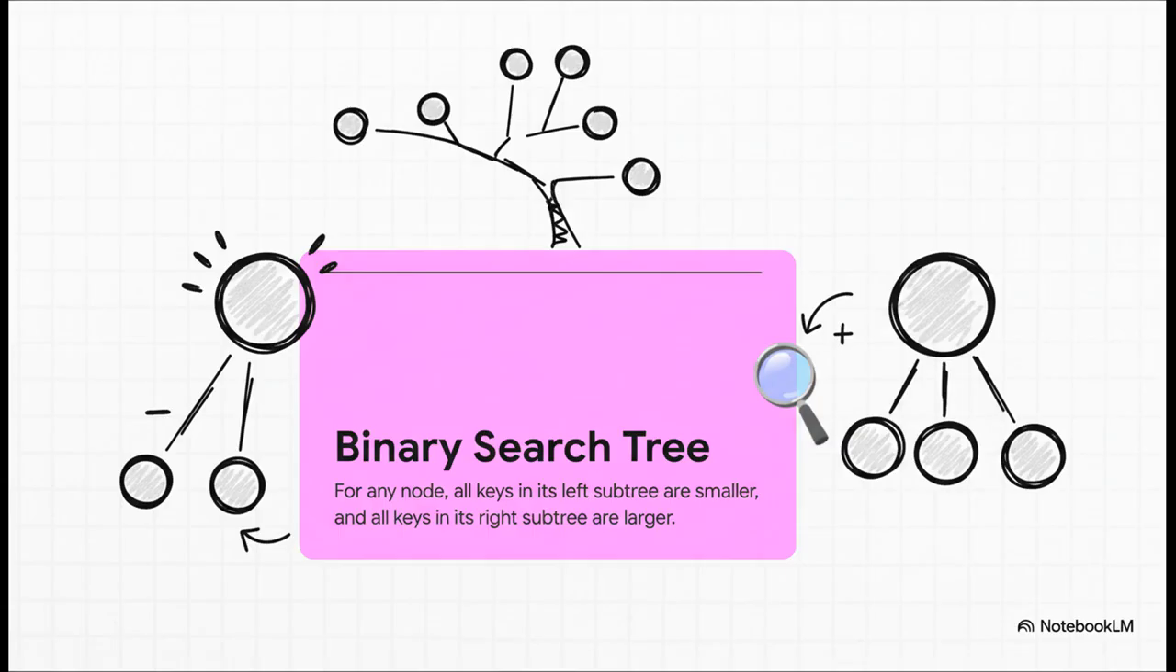Now, the entire thing, the whole shebang, is built on one beautifully simple rule. For any item in the tree, we'll call it a node, everything to its left is smaller and everything to its right is larger. That's it. Seriously, that one rule is the key to absolutely everything.